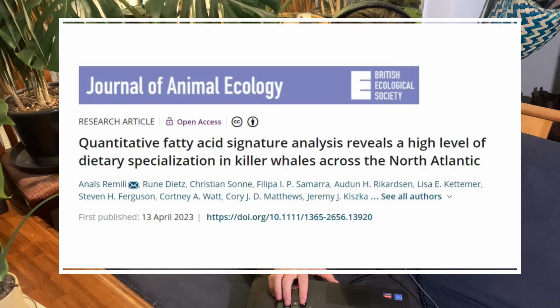Now we're talking about research. So our research for this week is titled Quantitative Fatty Acid Signature Analysis Reveals a High Level of Dietary Specialization in Killer Whales Across the North Atlantic, which gives away what this is about, but it's so many big words after one another that even I don't. You have to sort of dwell on it for a minute.